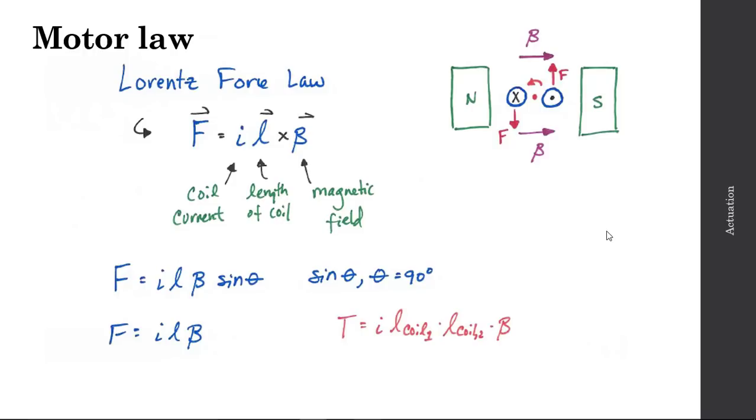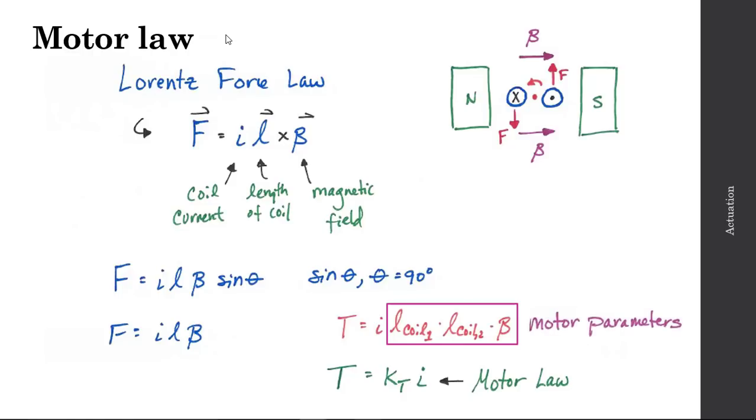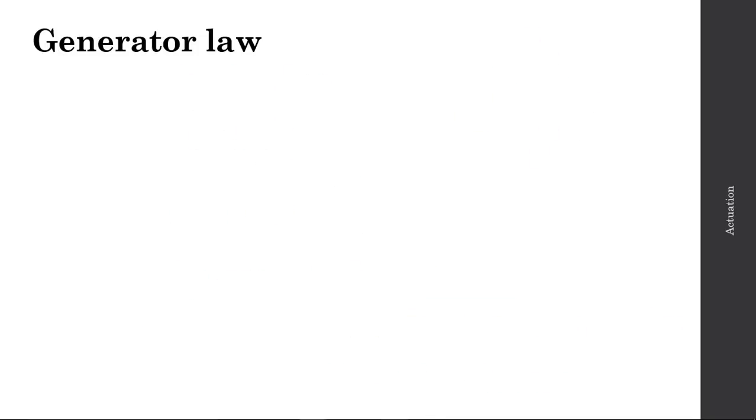In fact, we can simplify this even further, such that T is equal to K_T times I. And this is what we'll ultimately define as our motor law. This K_T term is ultimately taking into account the geometry of my coils as well as the magnitude of the magnetic field. And so these define my motor parameters. K_T is the torque constant for our motor, and that'll have units of Newton meters per amp. Let's now explore the speed output from this brushed DC motor.